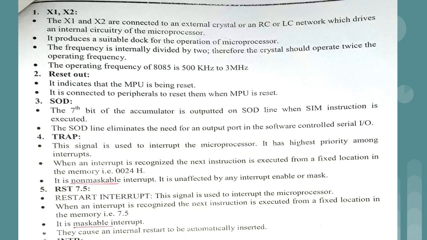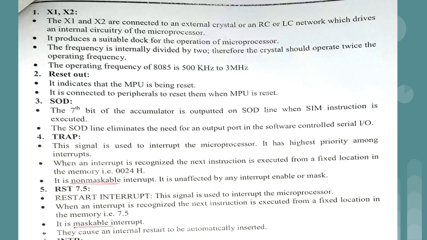Then we have trap. As I told you previously, we have different types of interrupts. Interrupts are nothing but unwanted conditions, or, in programming language, like the errors, we have interrupts in the microprocessor. We have different types of interrupts, like software interrupts and hardware interrupts. In that also we have maskable and non-maskable interrupts. So all these pins which we are going to learn now, that is trap, then RST 7.5, RST 6.5, RST 5.5, INTR, INTA, are all related to interrupts only.